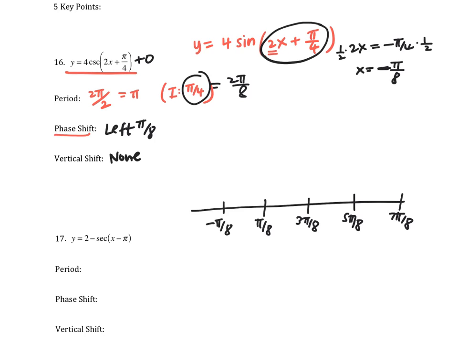So notice my y-axis is going to be right here between the negative and positive pi over 8s. And my amplitude, right, is going to be 4. So I'm just going to put 4 there and negative 4. I have a positive sine graph as my guide.